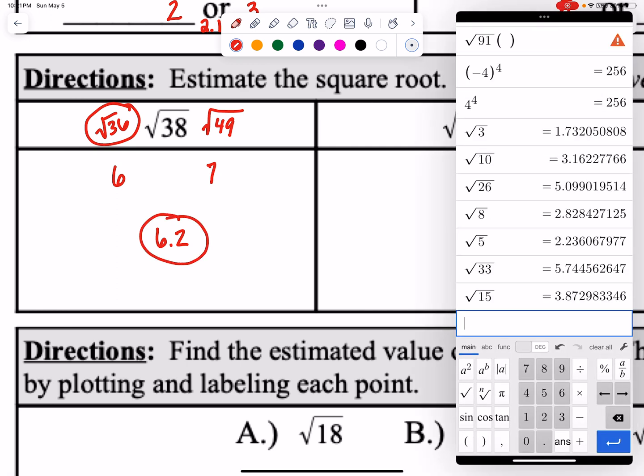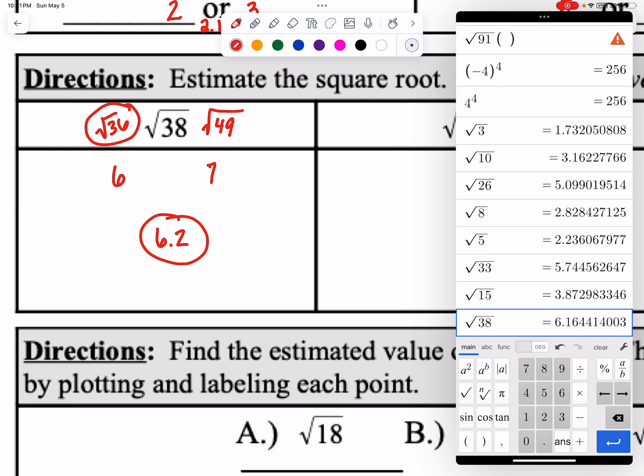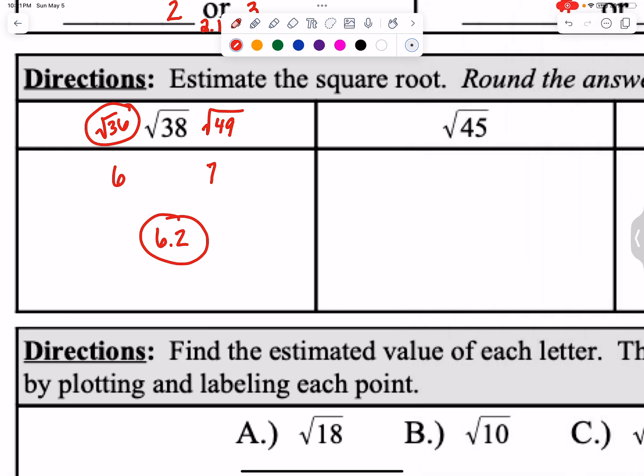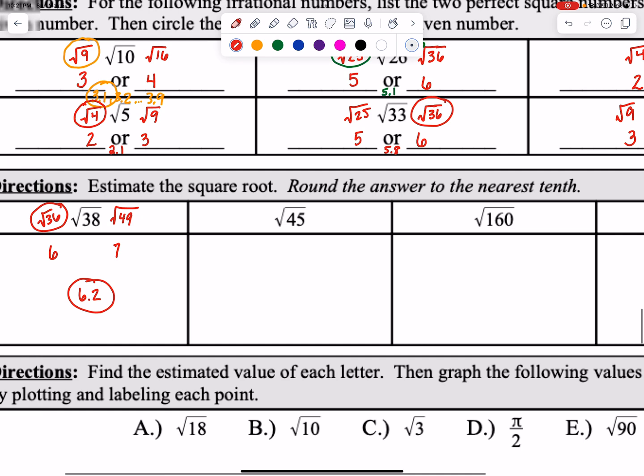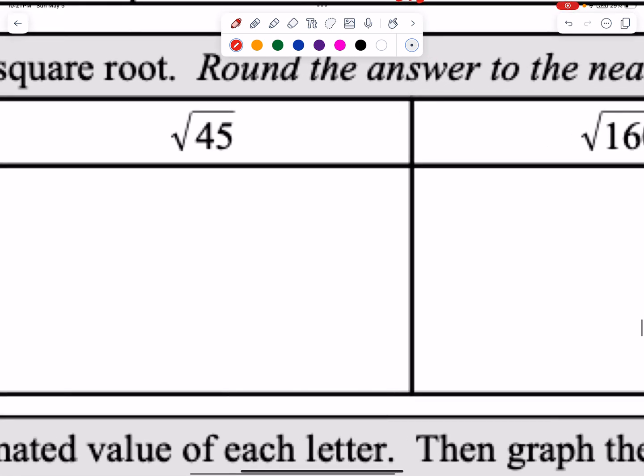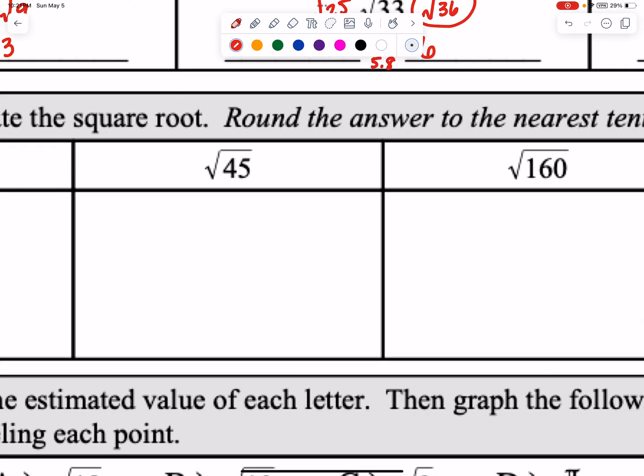Let's see what the actual was. Square root of 38, 6.16. So I was really close. Okay, I don't want you to write the official answer, but definitely peek and see if you're close. All right, so square root of 45.